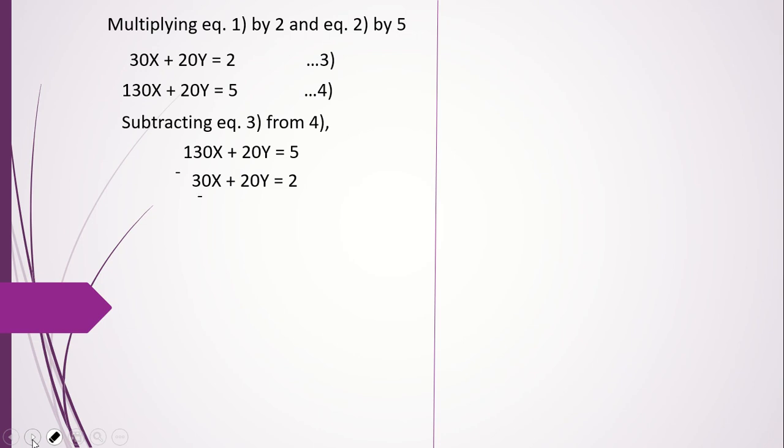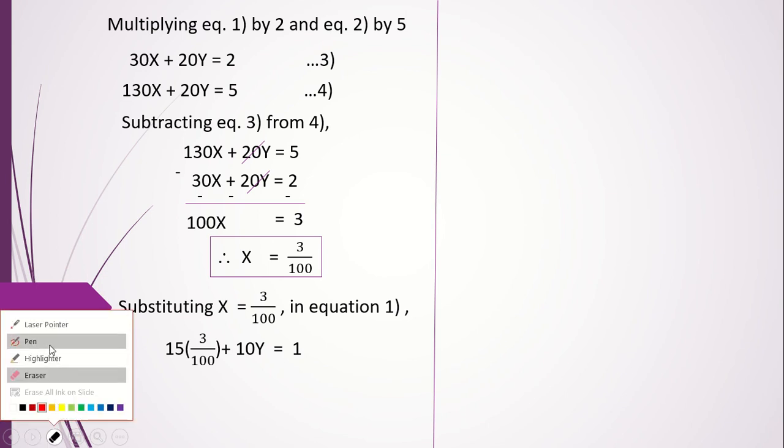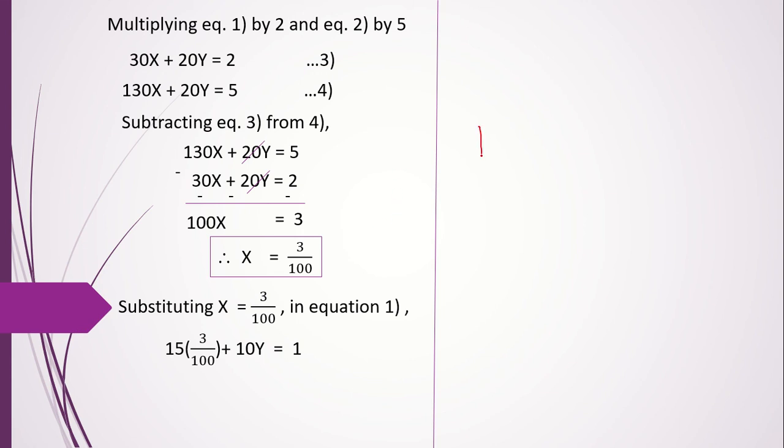Okay, so subtracting equation 3 from 4, 20y, 20y gets cancelled, so we get 100x is equal to 3. Now the answer is going to come in fractions of x. Now substituting the value of x in any of the equations, we have substituted in equation number 1. Okay, now equation number 1 is what? Equation number 1 was this, 15x plus 10y is equal to 1. This was the equation number 1.